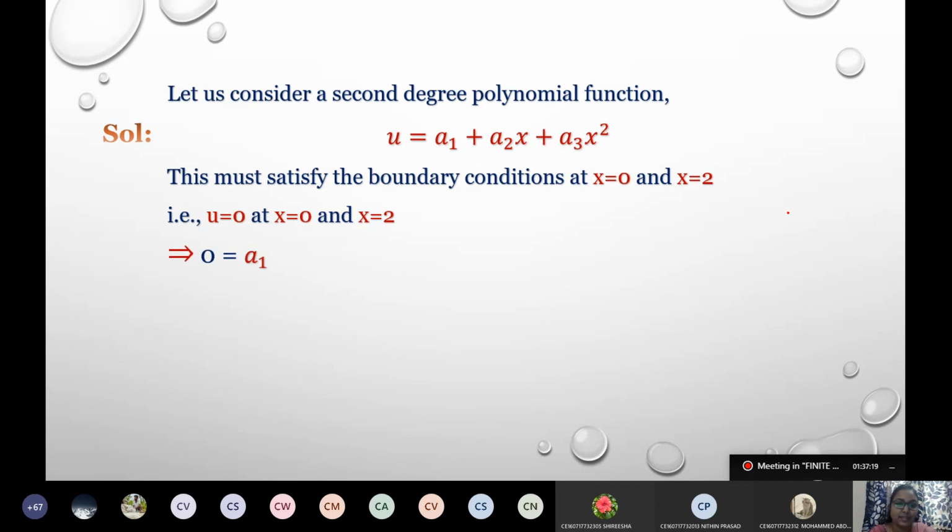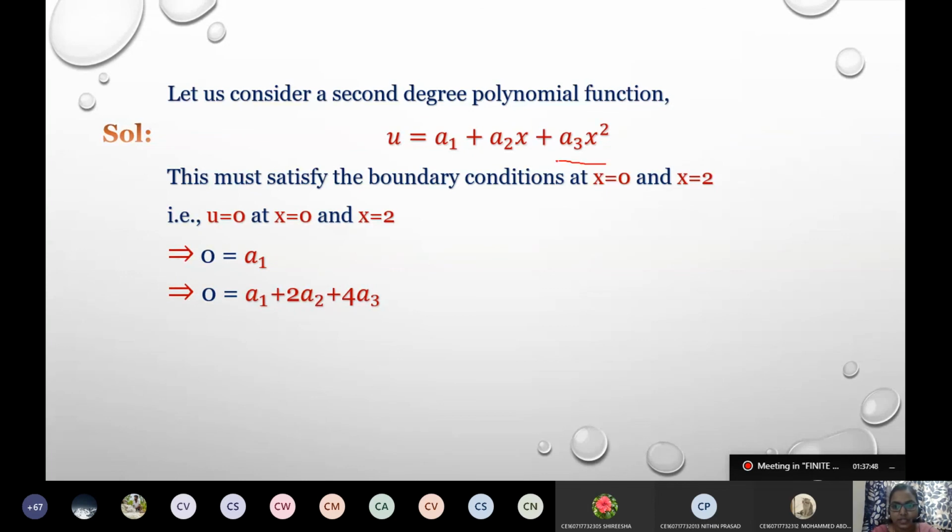Is this the answer that I'm getting? If I take x is equal to 0, substitute the value of x is equal to 0 in the given equation, that's all. Is it not? Yes, ma'am. Right? Then substituting x is equal to 2 in the given equation. This is the equation I already have.